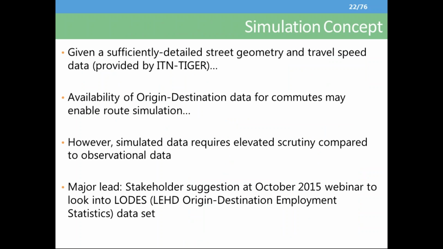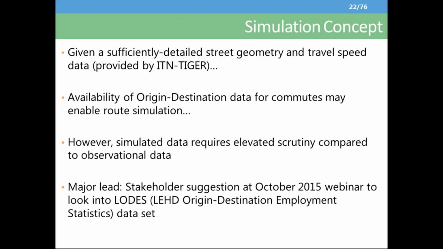So the idea of simulating the traffic data came from essentially the assumption that if you have a sufficiently detailed street geometry and travel speed, which we do through ITN Tiger, and you essentially know where people drive from and to on their commutes, you might be able to actually simulate all the commutes of people within the state. However, that requires an elevated level of scrutiny because it's not observational data. It is by its nature going to be some kind of optimization scheme based on some function, and that is not going to necessarily be the routes that people really do drive every day.